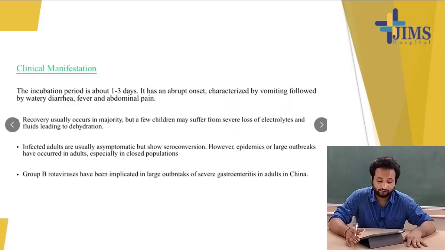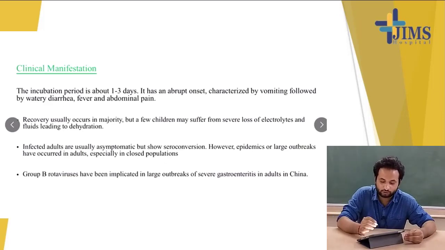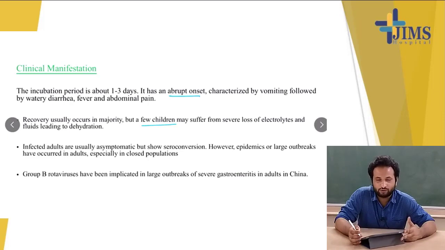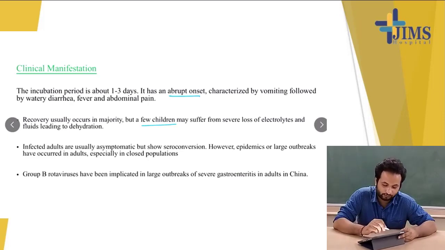Now we come to clinical manifestations. So the incubation period of rotavirus is 1 to 3 days. It is generally an abrupt onset and characterized by vomiting followed by stomach ache, watery diarrhea and fever, abdominal pain. And recovery usually occurs in the majority, but few children may suffer from severe loss of electrolytes leading to dehydration. Okay, so these are common things.